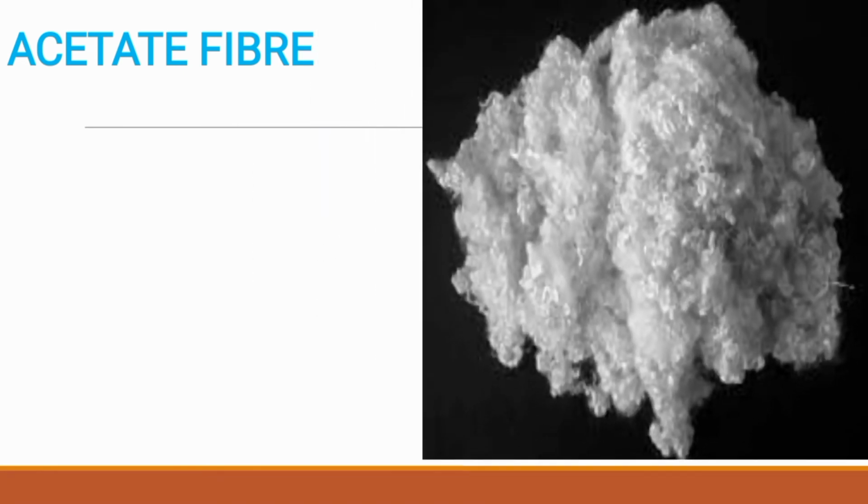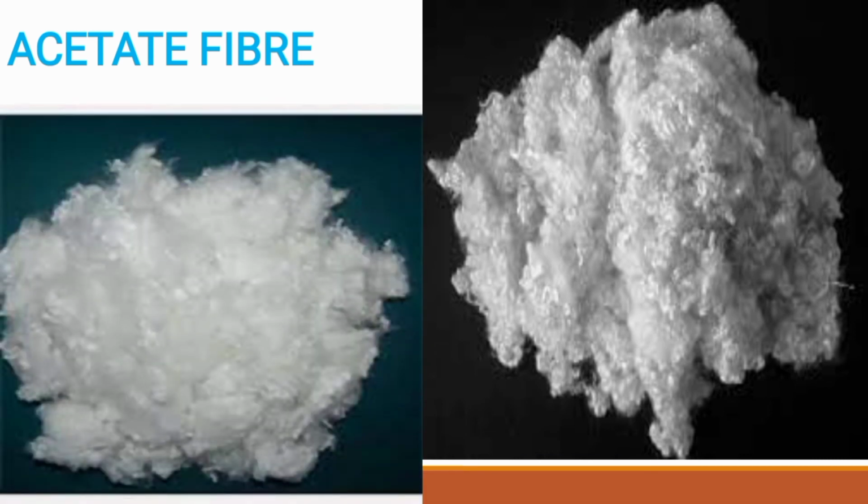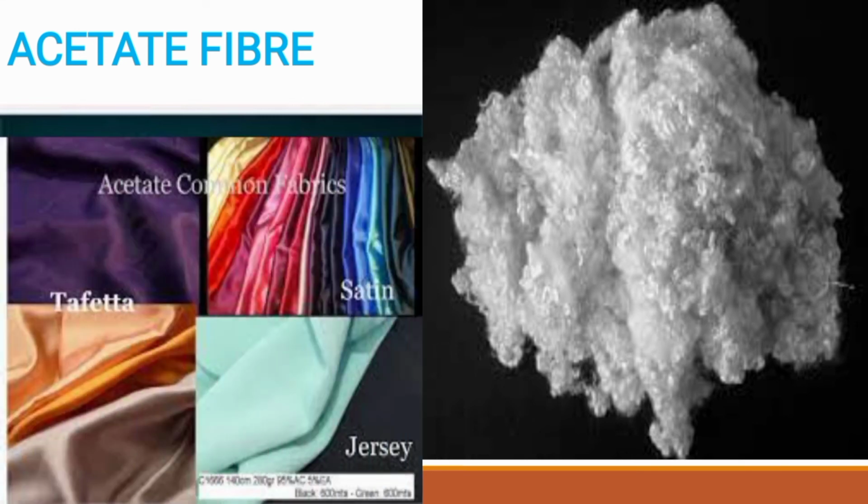Now the second one, acetate fiber, which is also a cellulose based fiber. It's also a regenerated cellulose fiber because it's made from wood pulp or cotton linters treated with acetic acid or acetic anhydride. So when you get wood pulp or cotton linters and you treat it with acetic acid or acetic anhydride, the acetate fiber is being produced. So it's also a regenerated cellulose fiber.